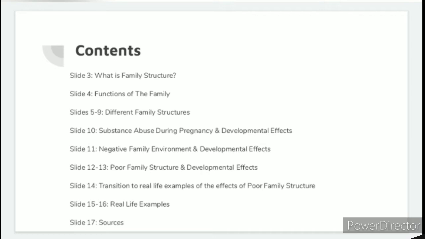Slide 14 will be a transition slide to some real-life examples of the effects of poor family structure and home environment. Slides 15 through 16 will be the real-life examples. And finally, slide 17 will be our sources.